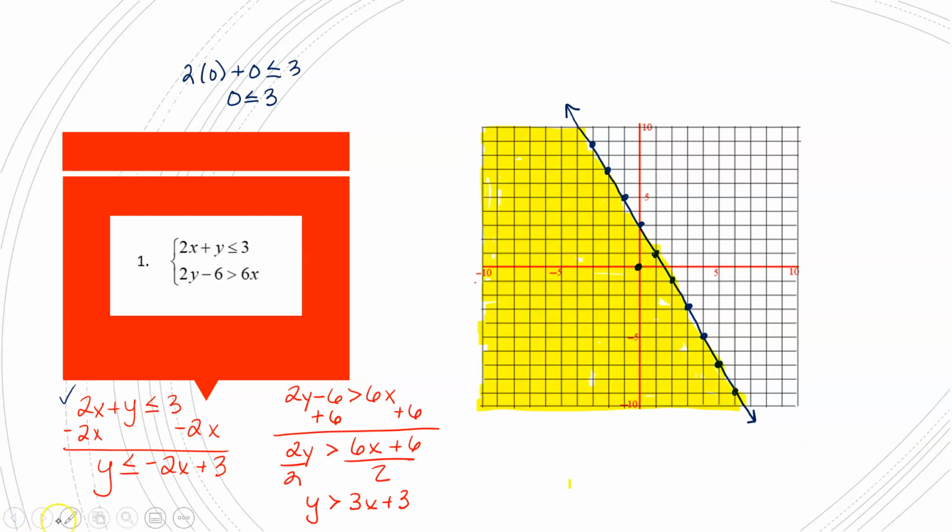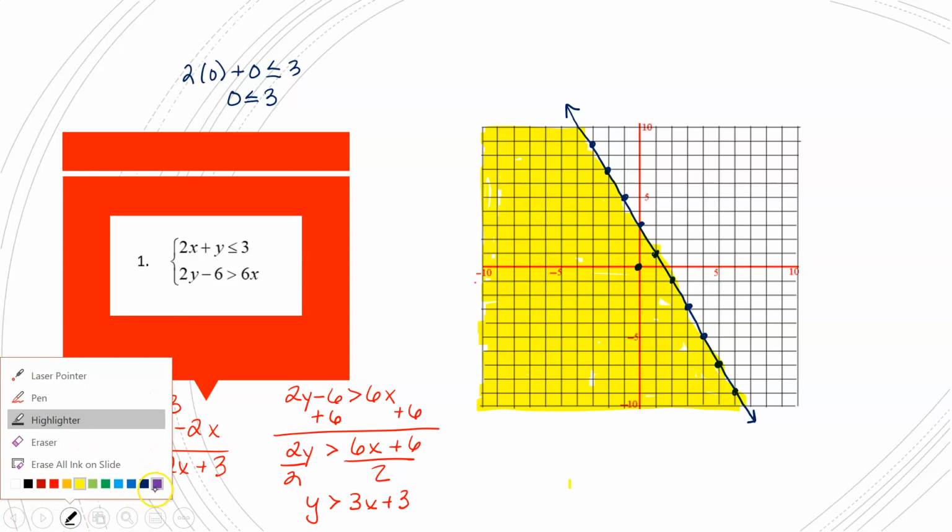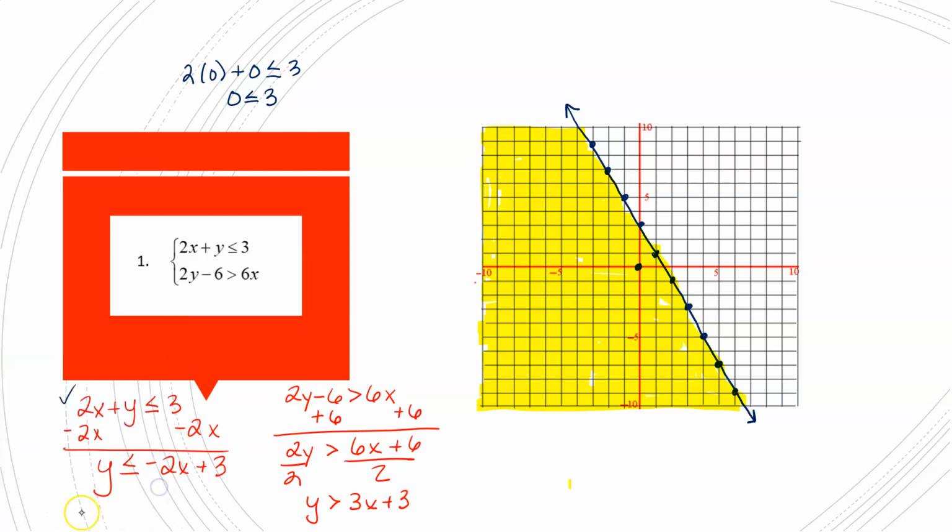So now let's go ahead and graph the other one. So this one starts at 3, and the slope is positive 3. So I'm going to go up 3 over 1. This time, the line's going to be dashed.